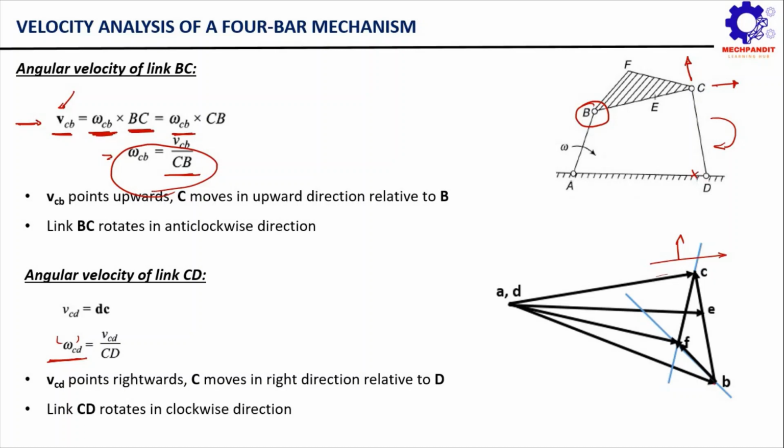So these are the basic parameters which we need to find out while conducting the velocity analysis of a 4-bar mechanism. My idea was first to convey the process of the graphical vector approach. Once you have understood the process, then we will go to the numerical problems. Then we will take certain numerical values for all the parameters, and we will see how we can calculate these velocity vectors. But right now my idea was to give you an understanding of the process first. So I hope the process is clear to all of you.